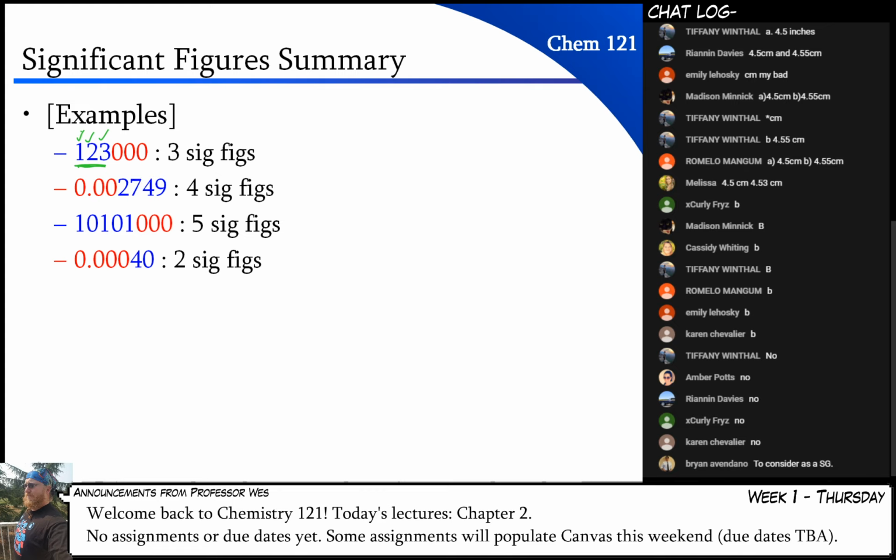These 4 digits are not 0, so they are significant. So I'd have 4 sig figs for this one. Here I have 3 ones. They're all significant. These zeros are stuck in the middle. They are significant too. The other zeros are placeholders. And then finally down here I have the decimal rule. In a decimal, everything to the right of a sig fig is also a sig fig.